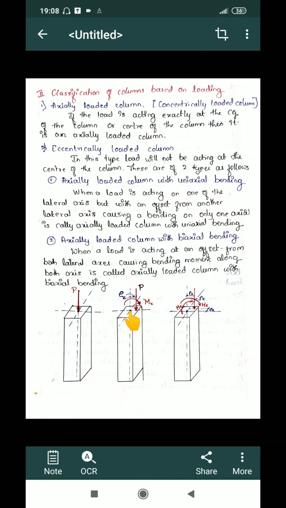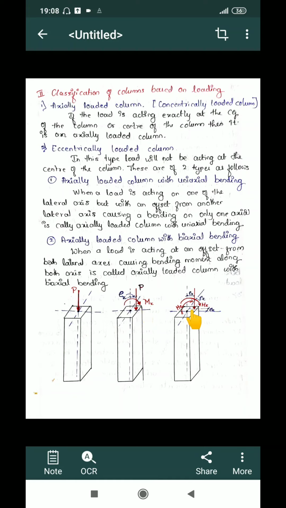If it has a single offset, that is, if it has only one offset from point O, then it is called an axially loaded column with uniaxial bending, because when it has an offset along one of the axes, there will be a load, and along with that load there will be a moment along one of the axes. Therefore, we call it an axially loaded column with uniaxial moment.